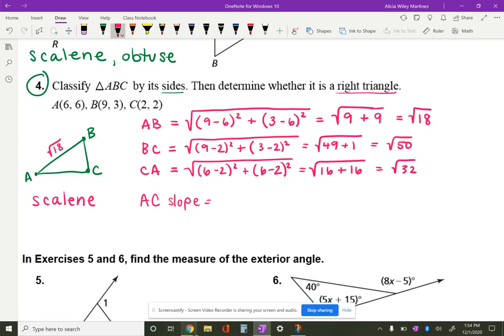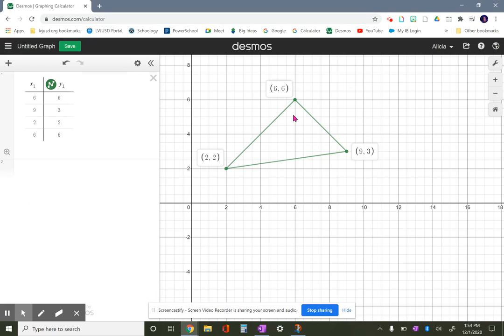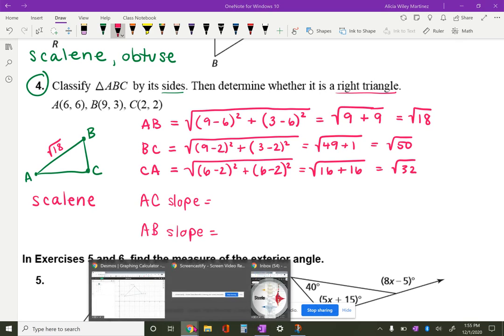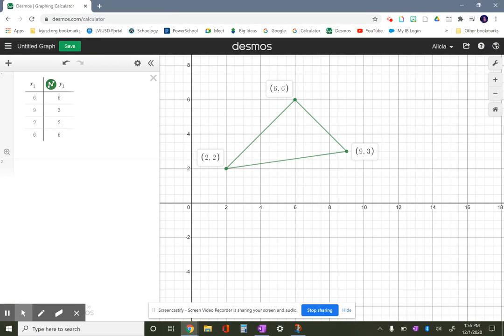Then I'm also going to find the slope of the other line that creates the angle that I think might be a right angle. That's point A, and this is point B. So I'm also going to find the slope of AB. Remember, the way that we count slope is we just count rise over run. That's all we need to do. From one point to the next, we're just going to count rise over run.